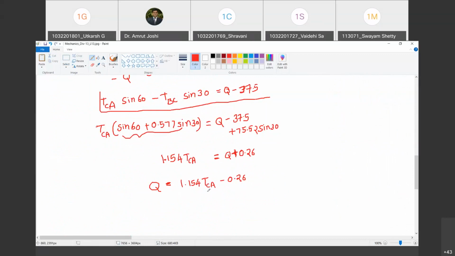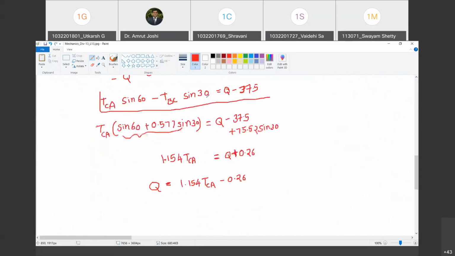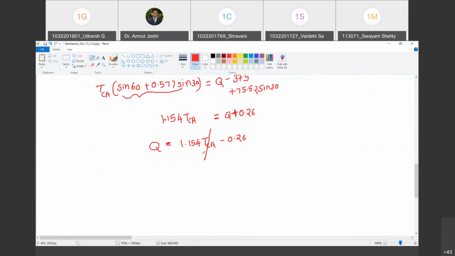So what is the maximum value of TCA? Tension in either of the cables should not exceed 60 pounds. Do you agree with me? So the maximum value of TCA can go up to 60 pounds. Therefore, one of the values of Q that you get is how much? Substitute this and tell me the value.